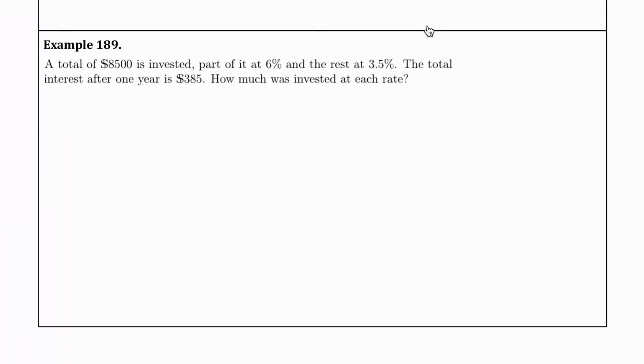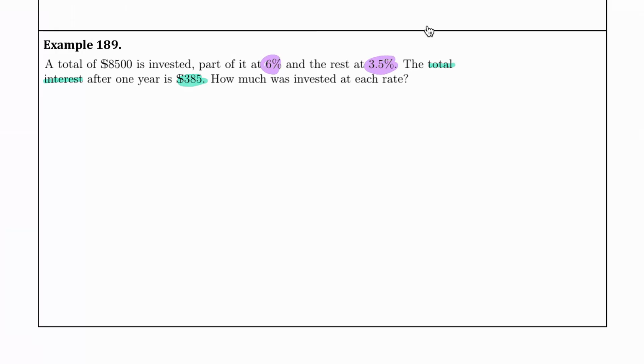All right, and then our last one here, it says a total of $8,500 is invested. Part of it is invested at 6%, and the rest is invested at 3.5%. Tells us the total interest after 1 year is $385, and we want to know how much was invested at each rate. Okay, so our two unknowns are going to be how much money was invested at 6% and how much money was invested at 3.5%.